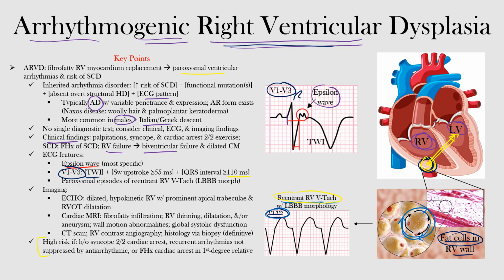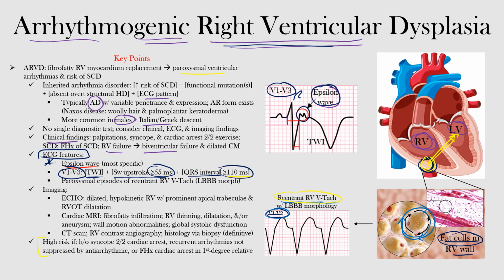Now, what I want you to really hold on to are these EKG features, especially this first one that you'll tend to hear it associated with, the epsilon wave. Remember, the epsilon wave is here at the end of our QRS complex, that positive deflection there. And this is the most specific. Remember, it's in about 30% of patients. Now, other findings on the EKG that we mentioned were in the right precordial leads, V1 through V3, T-wave inversion, the S-wave upstroke that's prolonged, greater than or equal to 55 milliseconds, as well as a prolonged QRS interval that's 110 milliseconds or greater.